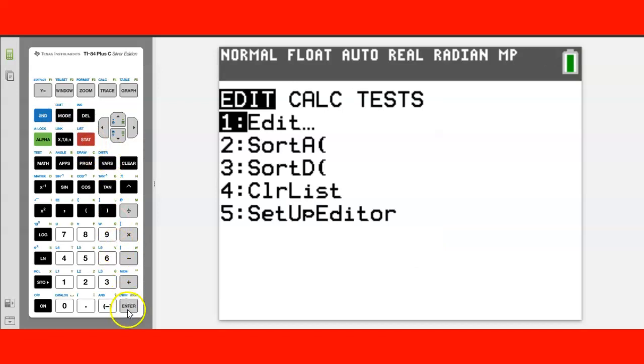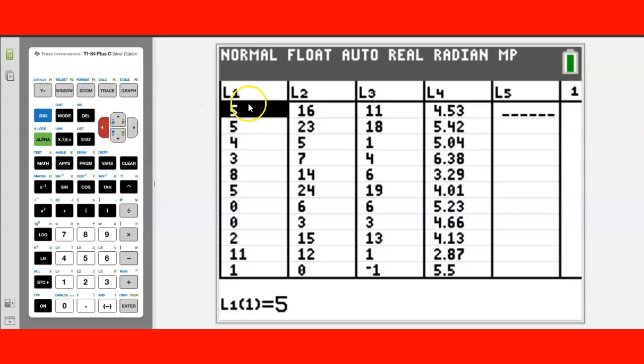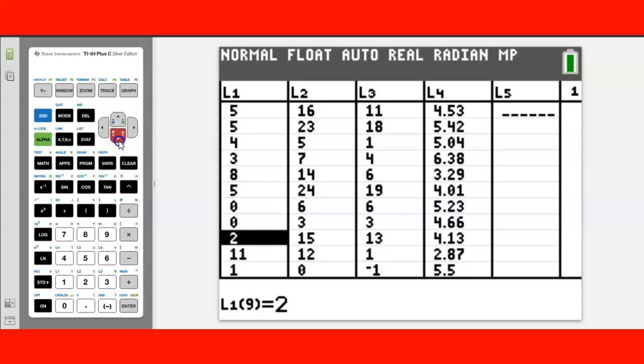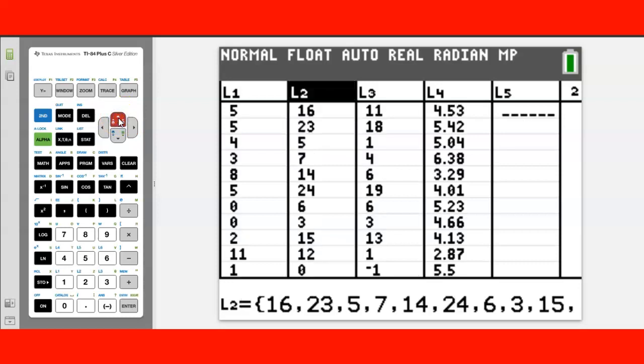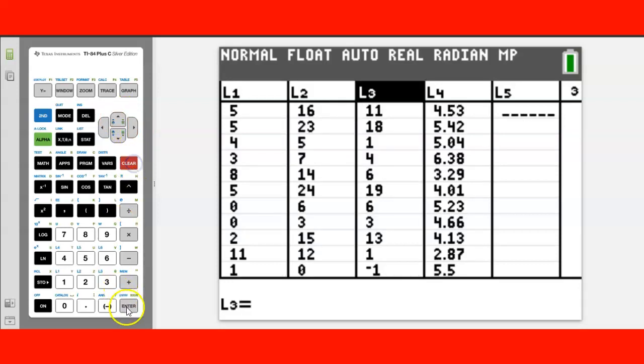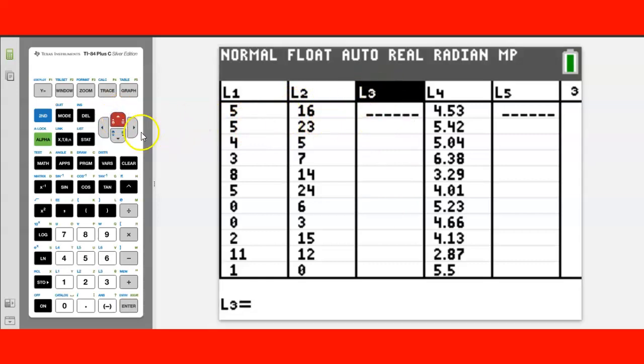Stat, edit. A few days ago, I entered list 1. This was the depression level for people with caffeine. This was the depression level for people with the placebo. Now, I'm going to remind you, just in case that wasn't there, what I want to work with is the difference between them. I want list 2 minus list 1. So I put my cursor up on list 3. I do not put it right here in this spot. I put it up in list 3.